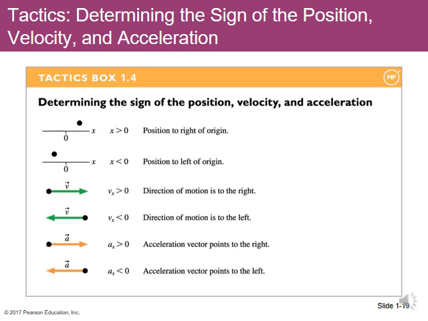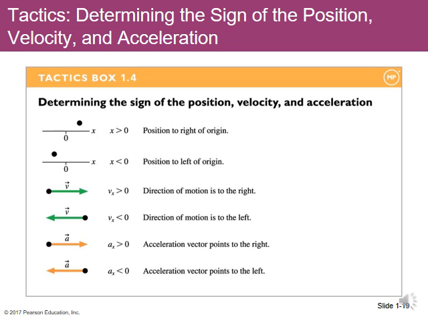Positive positions are determined by just literally where the object is relative to the origin. So if it's to the right of the origin, it's a positive position. If it's to the left of the origin, it's a negative position. If the object is moving to the right, then the velocity is positive. If it's moving to the left, its velocity is negative. Acceleration is a little more tricky, right? You have to think about how it combines with the velocity and whether it's speeding up or slowing down.